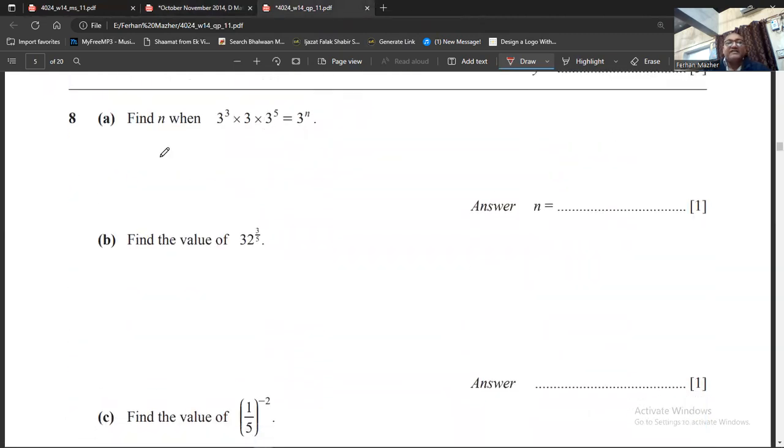Question number 8. He says, find the n when 3 raised to power 3 multiplied by 3 raised to power 1 multiplied by 3 raised to power 5 is equal to 3 raised to power n. So, simple.